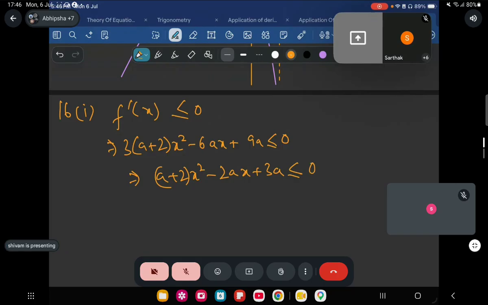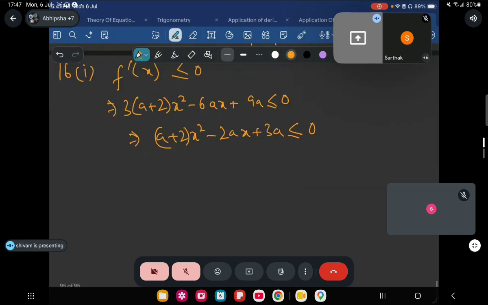Okay, so how will the graph look like? See, it's a quadratic, right? How will the graph look like? Tell me. Sarthak, parabola, right? Parabolic, right? Okay. So how should the parabola look like? Tell me.